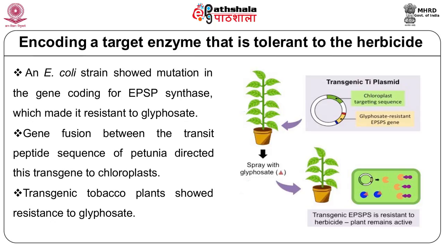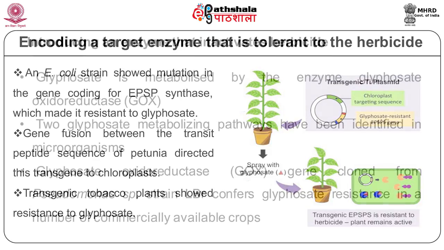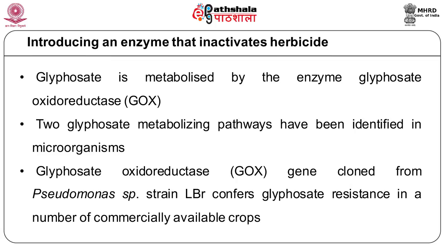EPSPS gene encoding wild-type EPSP synthase from Petunia under the control of cauliflower mosaic virus 35S promoter has been transformed into other crop plants and overexpressed. The transgenic plants were significantly tolerant to glyphosate. Similarly, a gene fusion between the transit peptide sequence of Petunia cDNA and an E. coli gene which encodes a highly glyphosate-tolerant EPSP synthase yielded transgenic tobacco plants which showed higher tolerance to glyphosate than plants overexpressing the wild-type EPSPS gene. Similarly, a naturally occurring EPSP synthase gene identified from Agrobacterium species strain CP4 conferred tolerance to glyphosate.